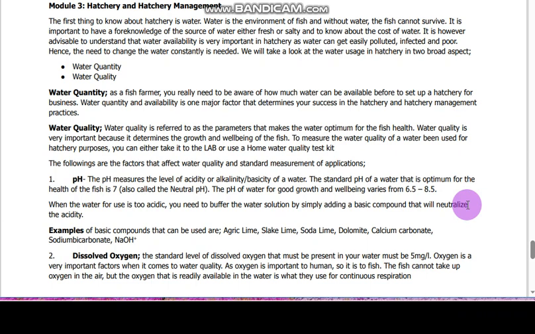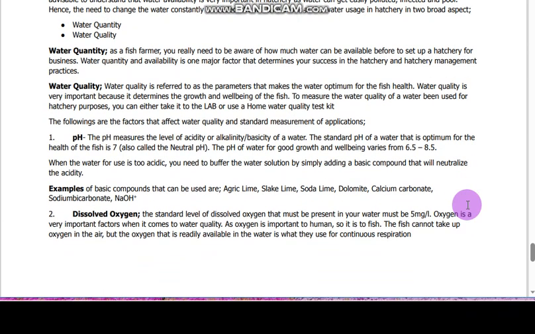Now, when the water for use is too acidic, you need to buffer the water solution by simply adding a basic compound that will neutralize the acidity. Examples of basic compounds that can be used are agric lime, slake lime, soda lime, dolomites, calcium carbonate, sodium bicarbonate, and sodium chloride.